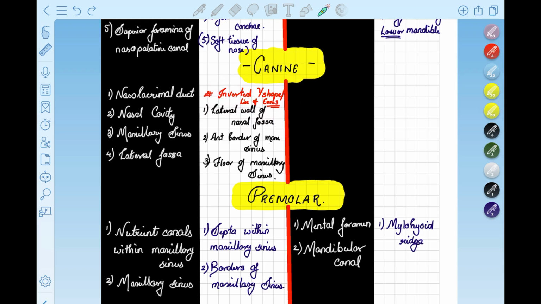In the canine region, the radio-opaque structures seen are inverted Y line of Ennis, which is made by the intersection of the floor of maxillary sinus, which appears curved, and floor of nasal cavity, which appears as the straight line of the Y. Lateral wall of nasal fossa, wall means bony structure. Anterior border of maxillary sinus, again a bony structure, appears radio-opaque. Floor of maxillary sinus also appears radio-opaque.